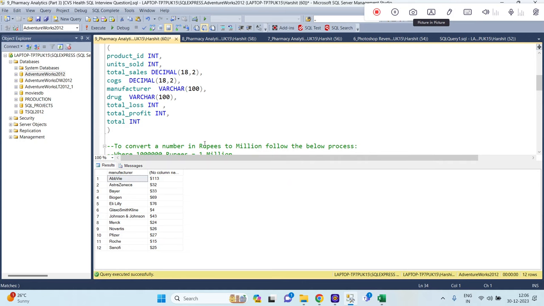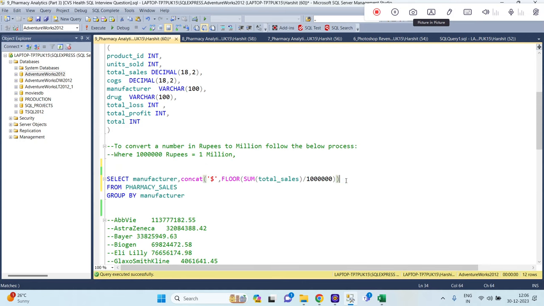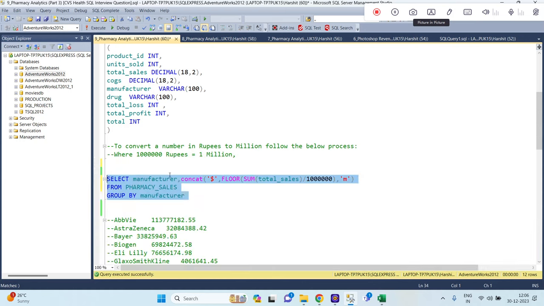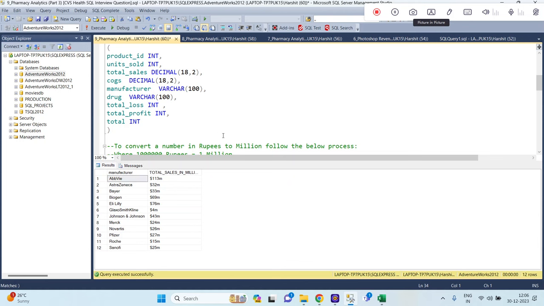Okay, now again we have to use comma and then million. This is our requirement, right? And we can give the alias as total sales in million. 113 million, right? This is our requirement.